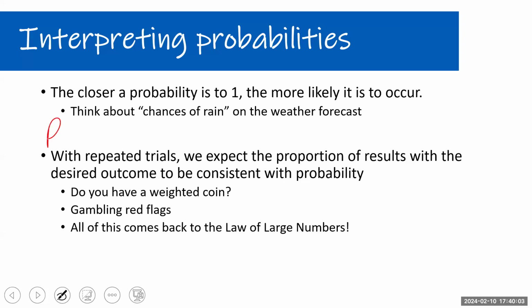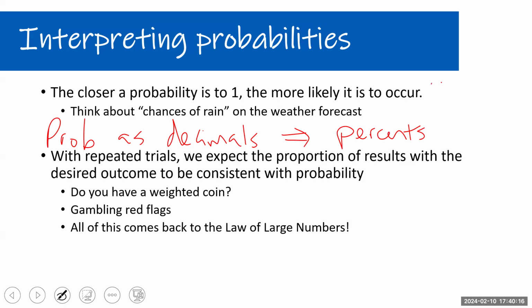So this is a good place for a note. The probability as decimals is fine. You can also convert it into percents. So a 20% chance is going to be the same as a probability of 0.2 or 0.20 if you want to write it. Feel comfortable going back and forth between them.